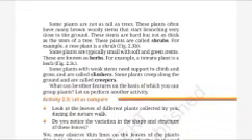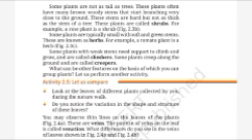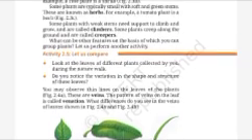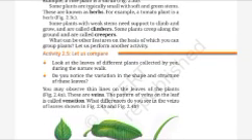Some plants are not as tall as trees. These plants often have many brown woody stems that start branching very close to the ground. These stems are hard but not as thick as the stem of a tree. These plants are called shrubs. For example, a rose plant is a shrub. Some plants are typically small with soft and green stems. These are known as herbs. For example, a tomato plant is a herb.